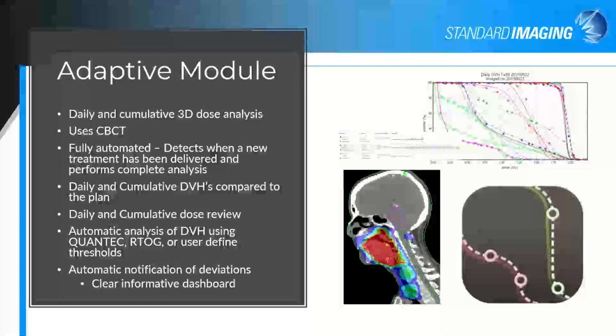And you get a full set of DVHs that you can actually compare daily cumulative to the plan, a daily and cumulative dose review, and then there's some automatic analysis of the DVH based on Quantec, RTOG, or user-defined thresholds. And there's automatic notification of any deviations based on those thresholds. And then there is a dashboard that has basically a full suite of tools that you can go in and analyze basically any of the results.